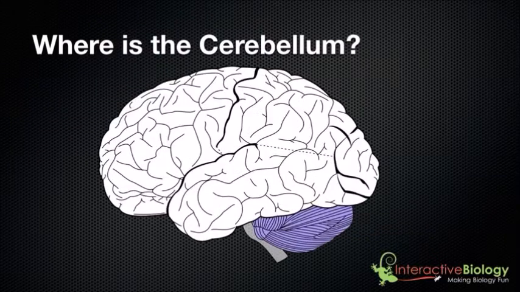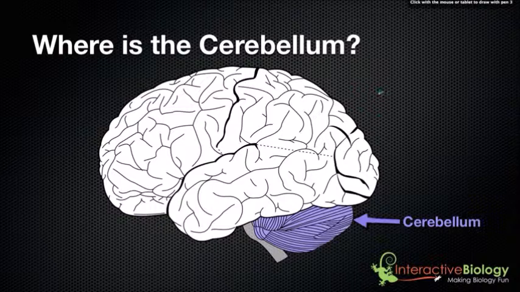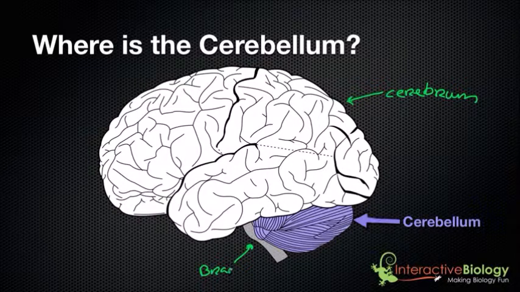Where is the cerebellum? Well, the cerebellum is right here. In the last video, we spoke about the cerebrum, and this is the cerebrum here. And in one of the future videos, we're going to talk about this part here, that's the brain stem. So when we're talking about the cerebellum, we're talking about this portion here, kind of at the bottom and to the back of the brain, tucked away right here. So that is where the cerebellum is.